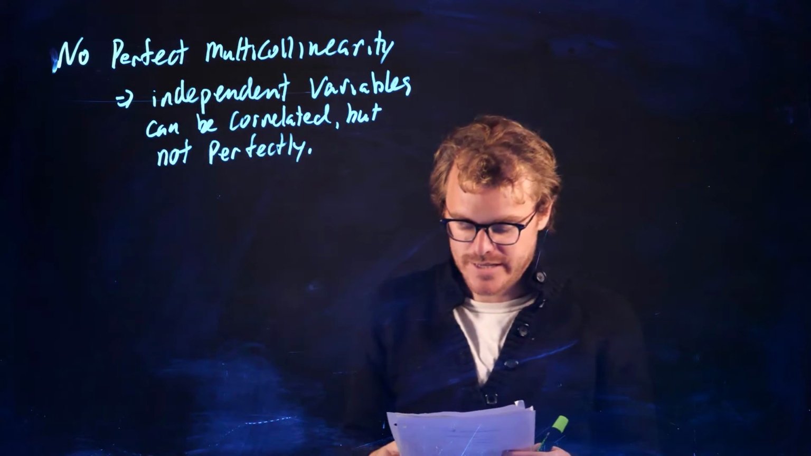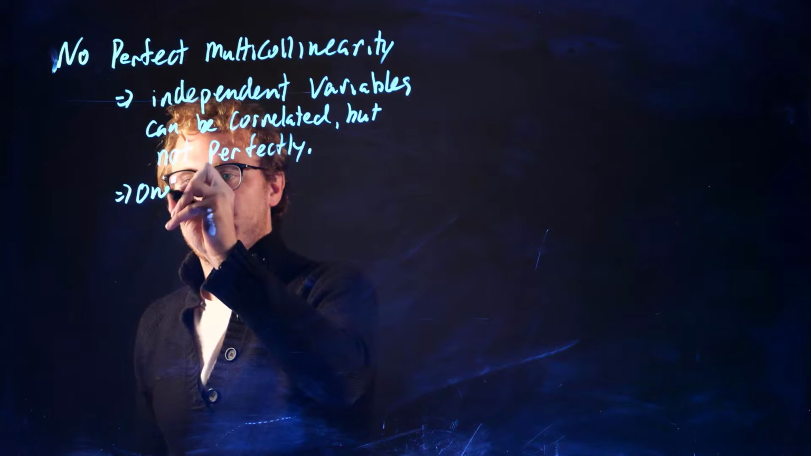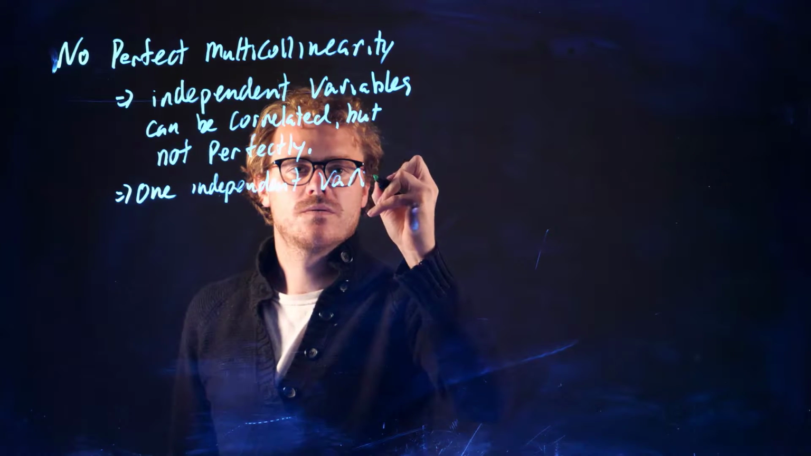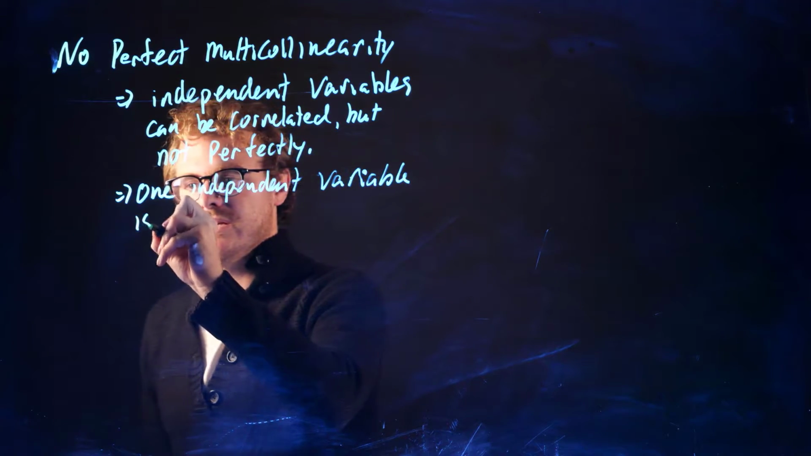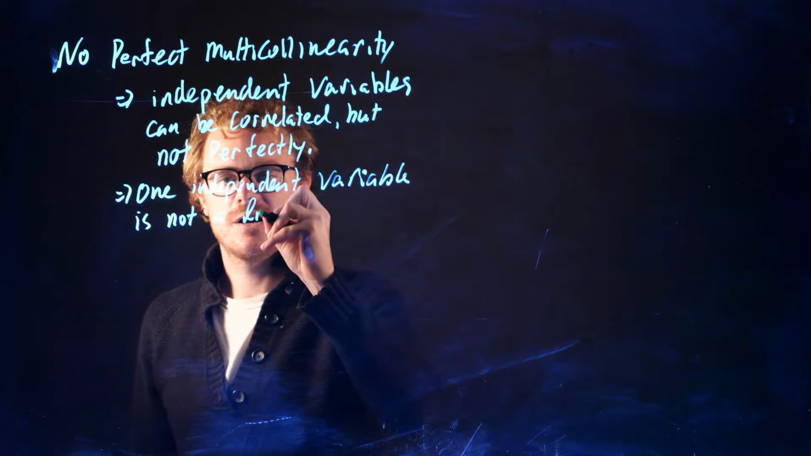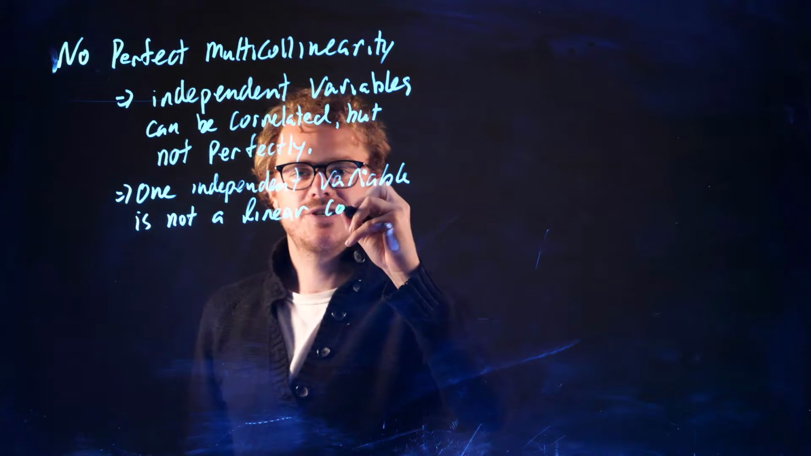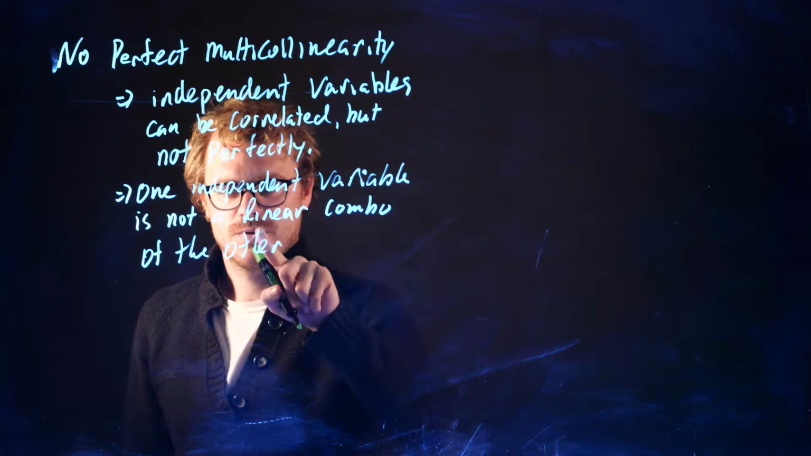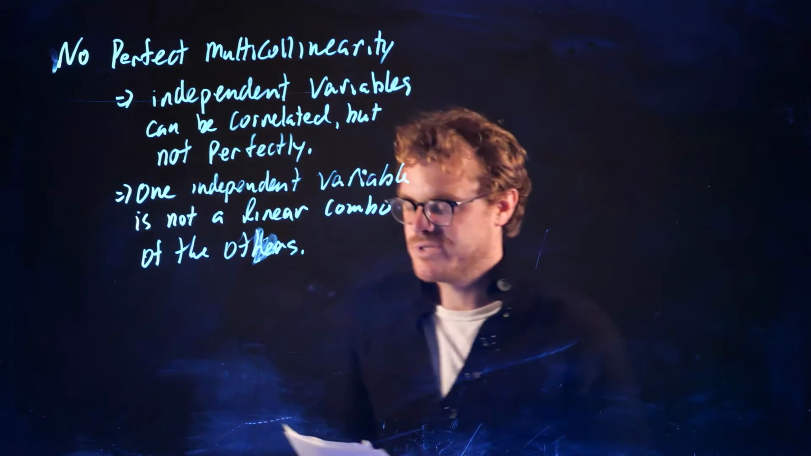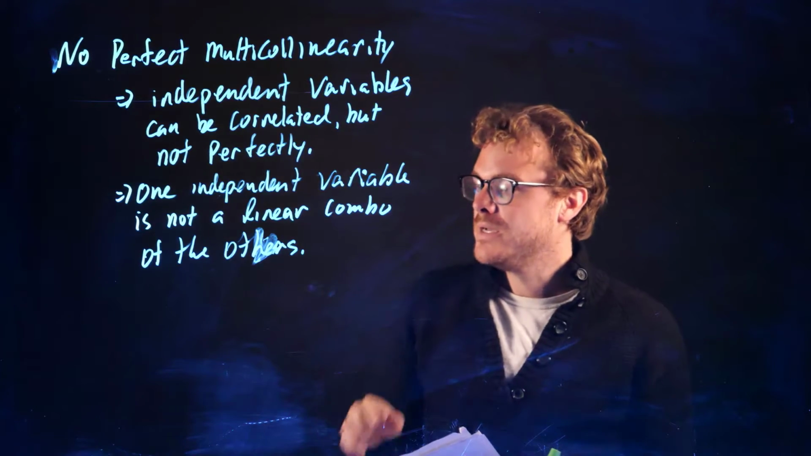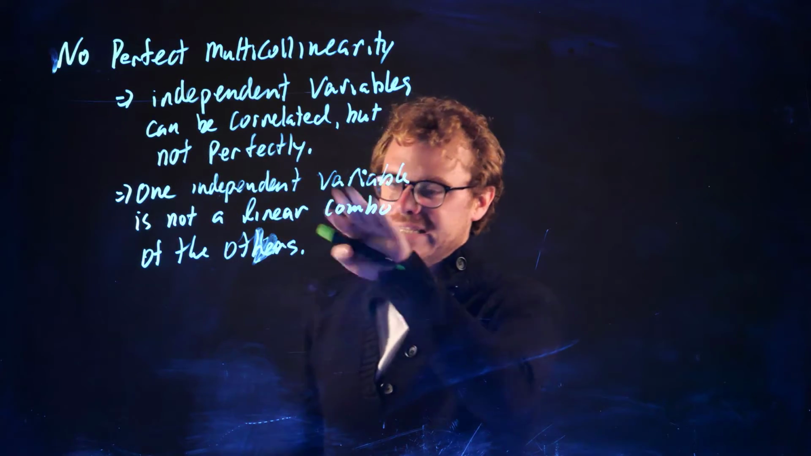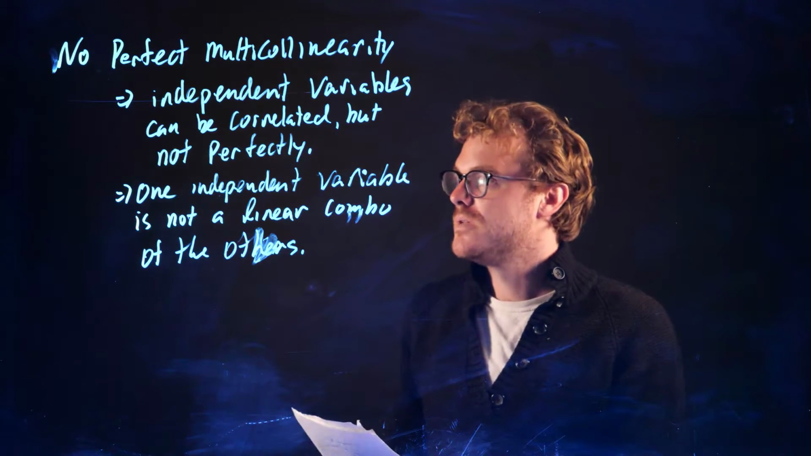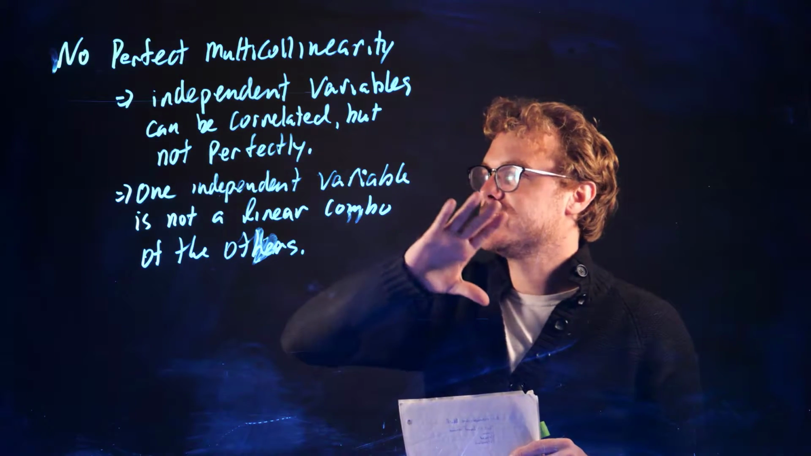they're not perfectly correlated, or that one independent variable is not a linear combination of the others. Oh, that was really bad. That's supposed to say others down there. Of at least two of the others, right? It doesn't have to be all of the others, just a couple of them. Two or more, I guess. Okay, so that's what this means.